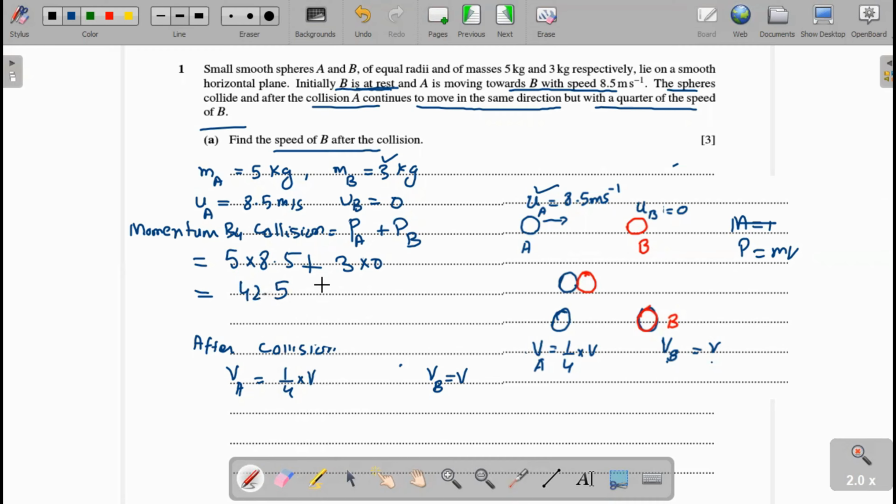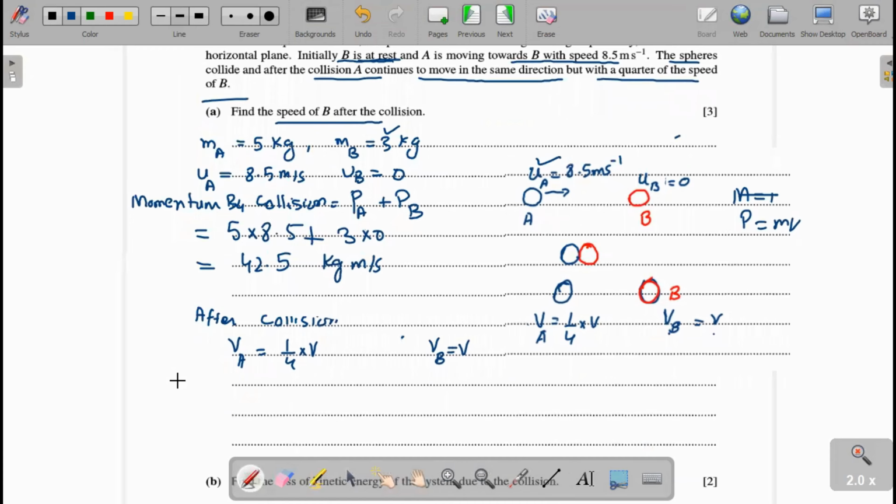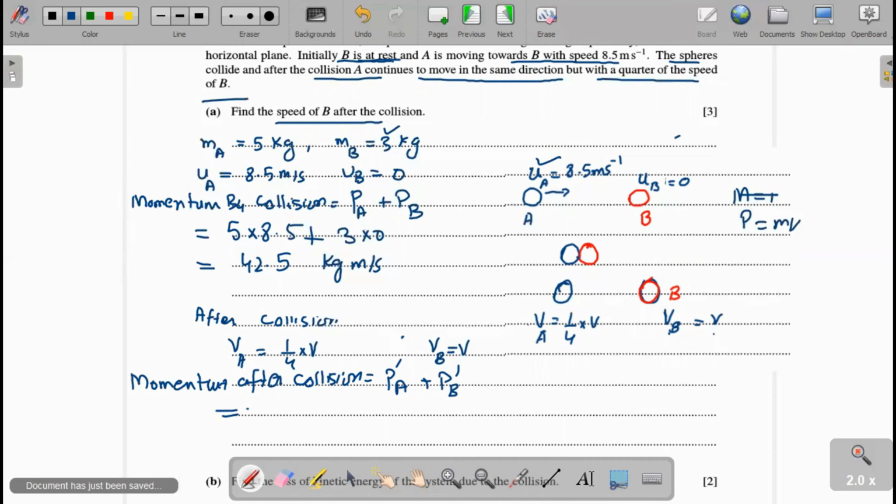Therefore, the total momentum becomes 42.5 kilogram meter per second. This is the momentum before collision. And after collision, we find the momentum here. We use the same formula for the momentum after collision, PA dash plus PB dash. Now here PA dash will be equal to MA into VA plus MB into VB.